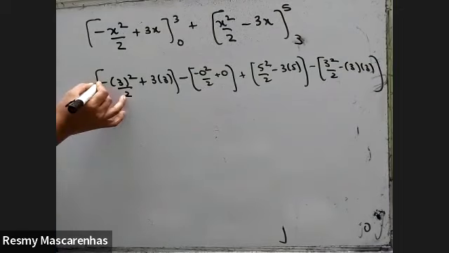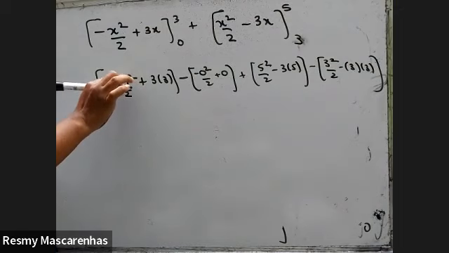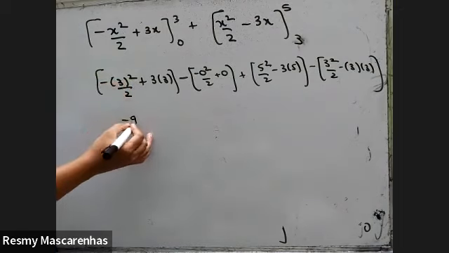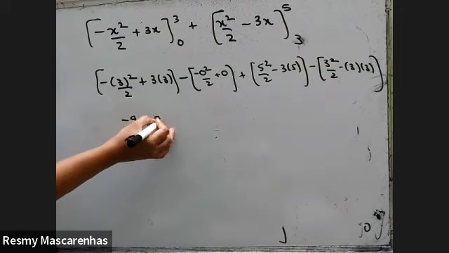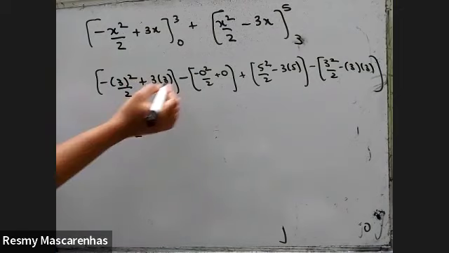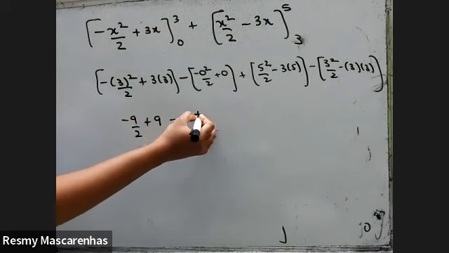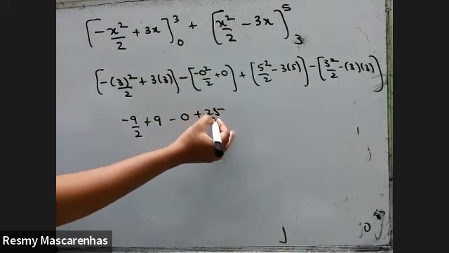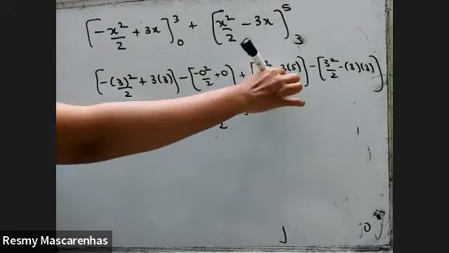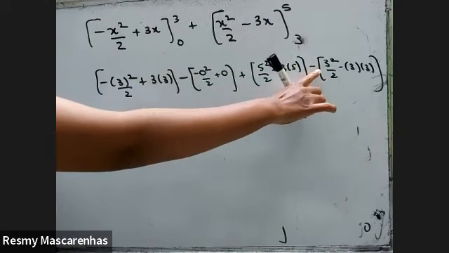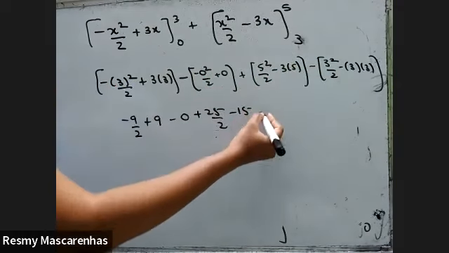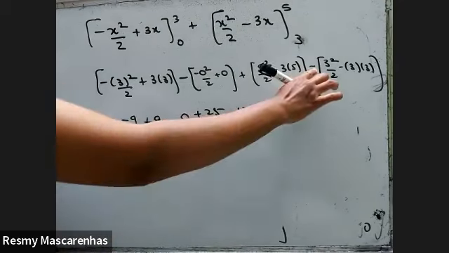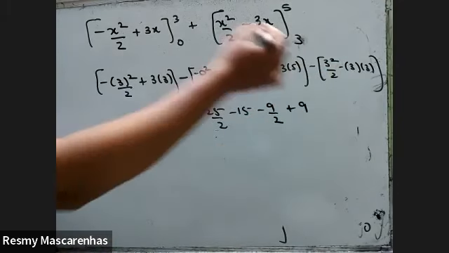So this is minus outside, so squaring will not make any difference. 3 square is 9. 9 into minus will give me minus 9 by 2. This is plus 9. This is anyway 0. This is 25 by 2. This is 15. Now be careful of the sign. So when you open up the bracket, it will become minus 9 by 2, and minus into minus is plus 9.